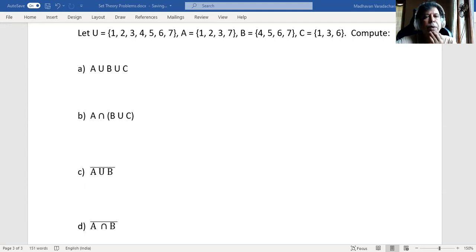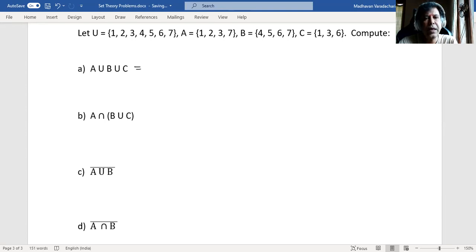Let the universal set equal 1, 2, 3, 4, 5, 6, 7, A equal 1, 2, 3, 7, B equal 4, 5, 6, 7, C equal 1, 3, 6. We are supposed to compute all this. First one, A union B union C. So what is A union B union C?